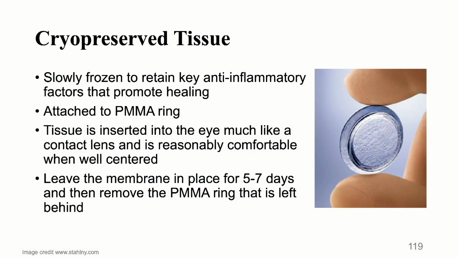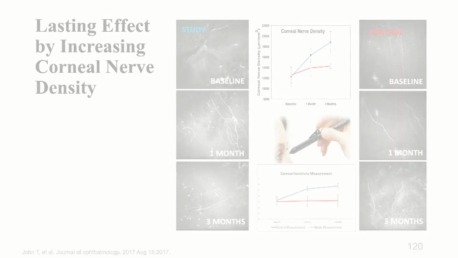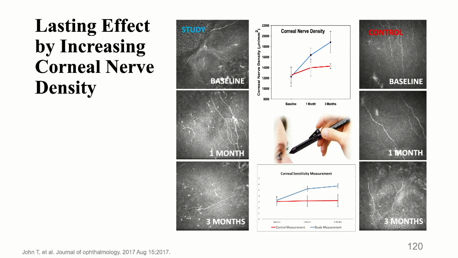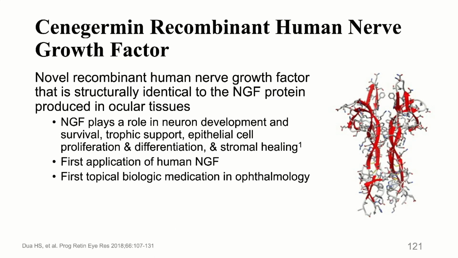So with the cryopreserved, this 22 millimeter ring is the full amniotic membrane. Most of the time it's the Trukera Slim, with the same tissue, everything the same, just a smaller ring. And the newest research is showing it only has to be in for 2 days. That's what I'm doing now, just putting it in for 2 days. This is a study by Thomas John that shows an increase in density and sensitivity of the corneal nerve after 1 month and 3 months. So we know it does have an effect with neurotrophic keratitis.